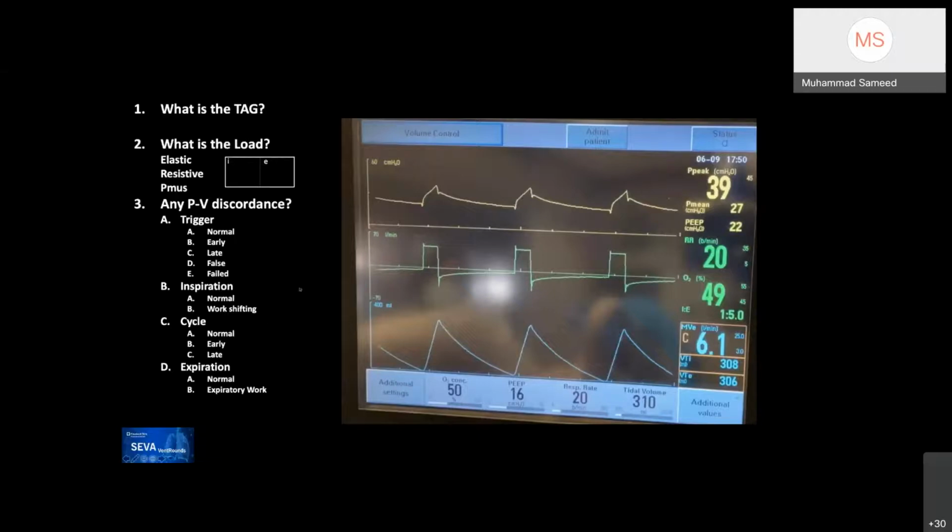The only other finding I would add is the expiratory limb. I don't see it quite reaching the baseline, and that's why the resistive load is something that's in my mind.